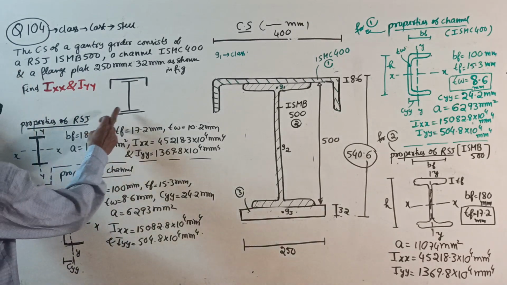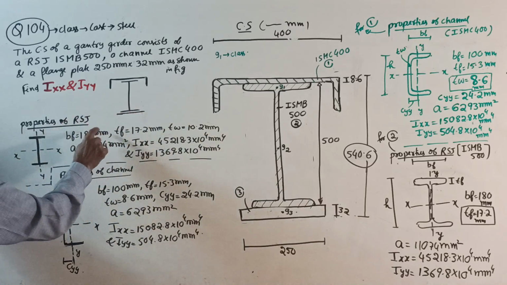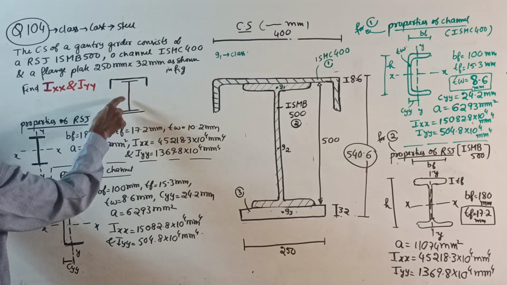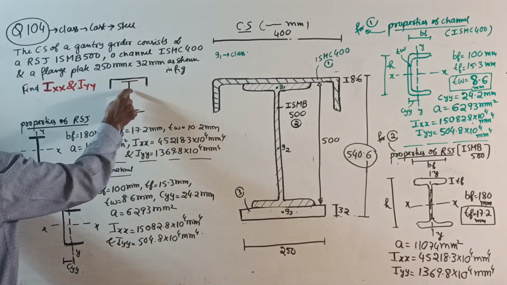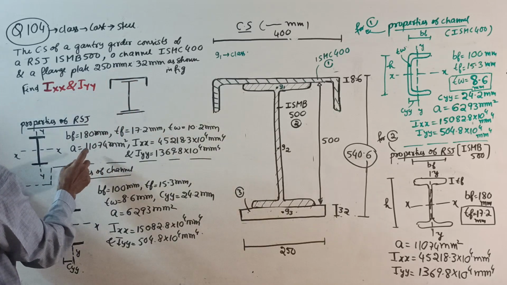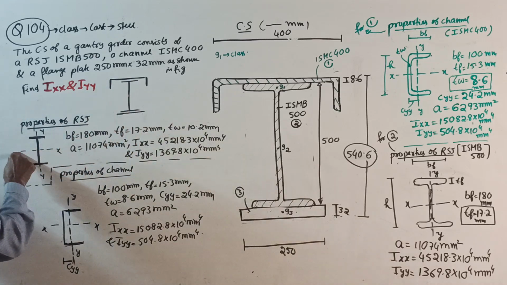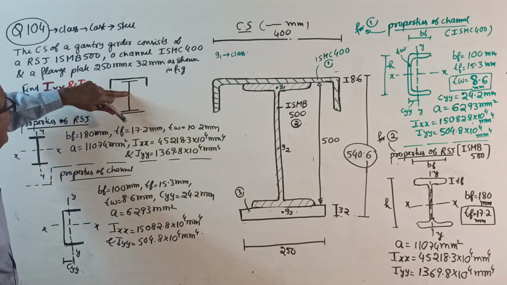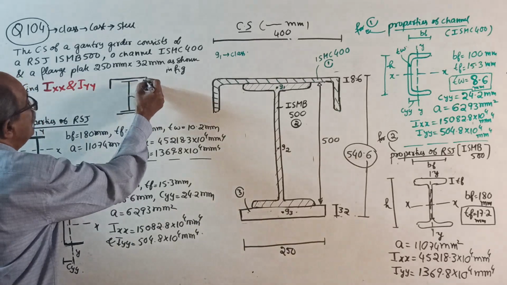Properties of the RSJ. For this I section, they have given XX, YY. Breadth of flange, 180. Thickness of flange, 17.2. Web thickness, 10.2. Total area of the RSJ, 11074 mm square. For the RSJ, I about the XX axis, where XX is exactly midway, is given, and IYY is given. This is the property of the middle member, the RSJ. You can make a small note if you want. This is your RSJ. This is your channel.